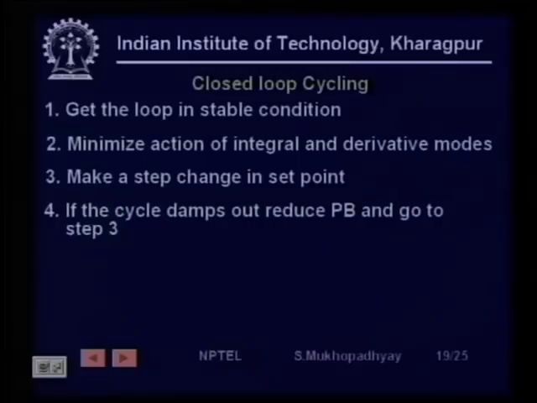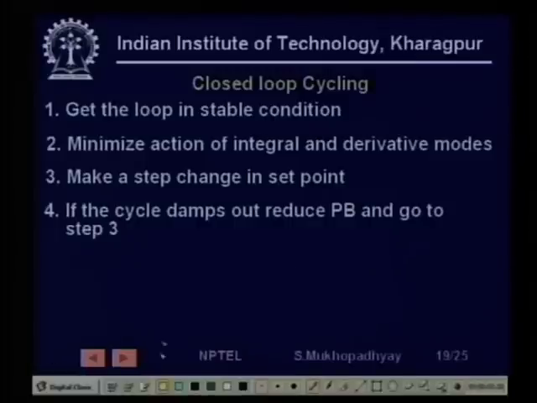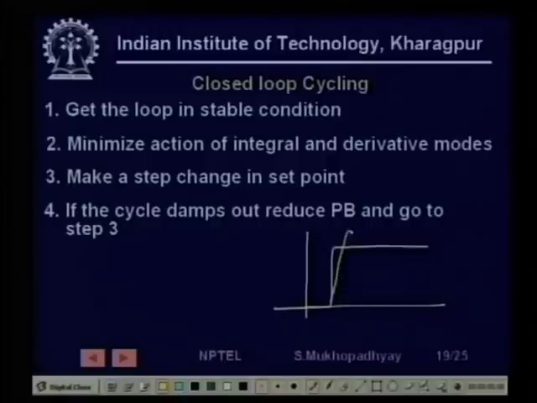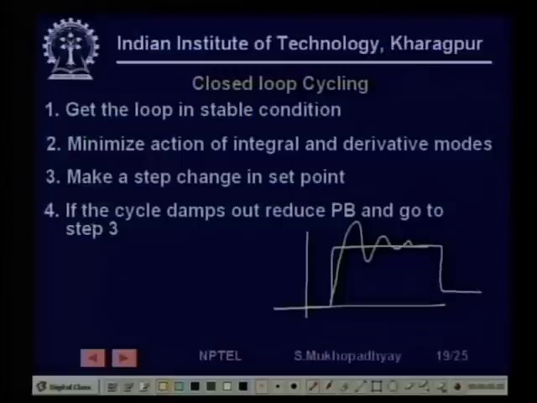Now make a step change in the set point, right. So the process loop rises and then it dies down. If the cycle damps out, then you reduce Pb. Reduce Pb means increase the gain. If you increase the gain, your gain margin will reduce, which means the process will be closer to an oscillation. So after increasing the gain, next time you give another step. So you go to step 3 and make another step change, maybe in the negative direction.